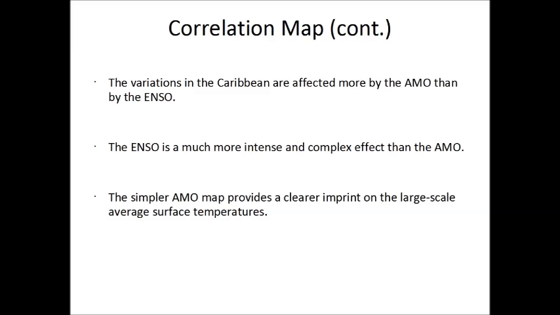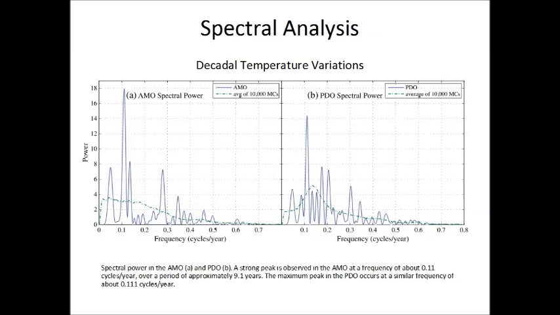Compared to the AMO temperature map, the ENSO has a much more intense and complex effect locally. Because of this correlation pattern, the simpler AMO map corresponds to a clear imprint on the large-scale average surface temperatures.